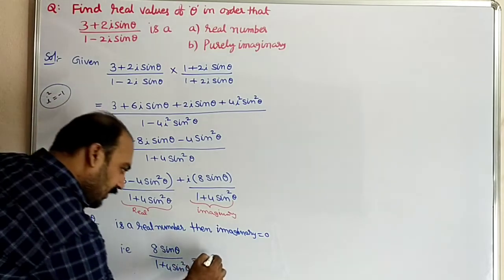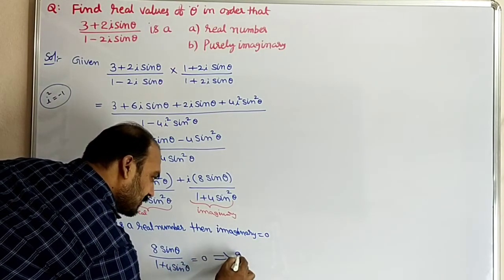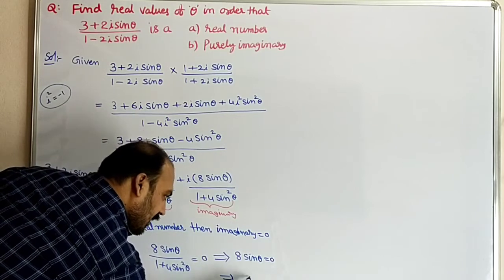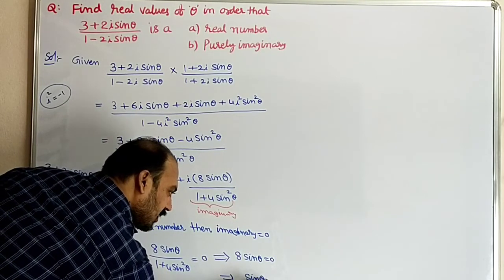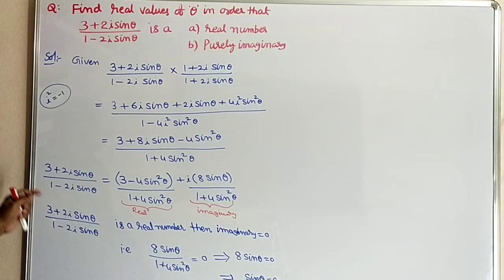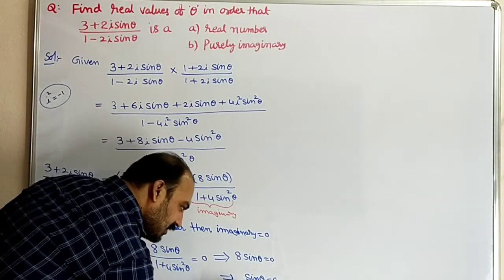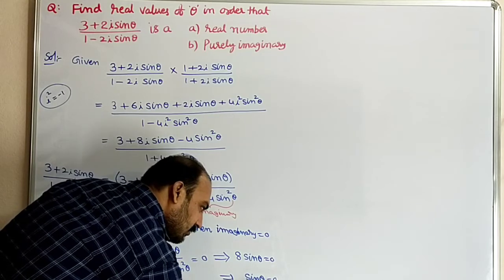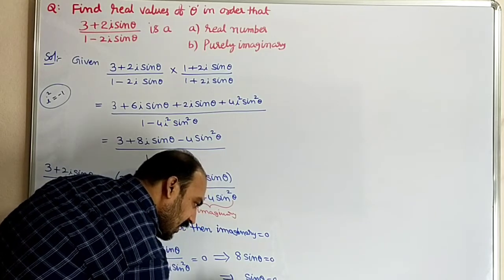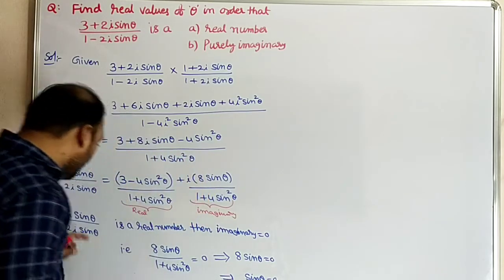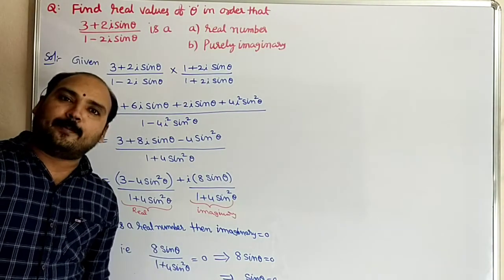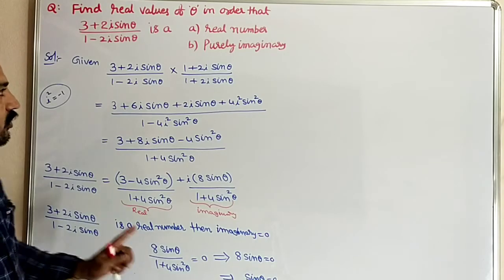Cross multiply: 8 sin theta equal to 0. That implies sin theta equal to 0. What is the general solution for sin theta equal to 0? That implies that theta equal to n pi, where n belongs to Z. For these real values, this given complex number is a real number if theta equal to n pi, n belongs to Z. We'll come to the second one.